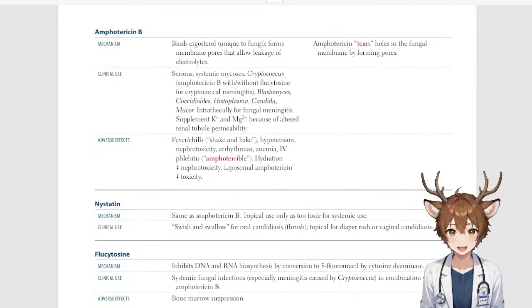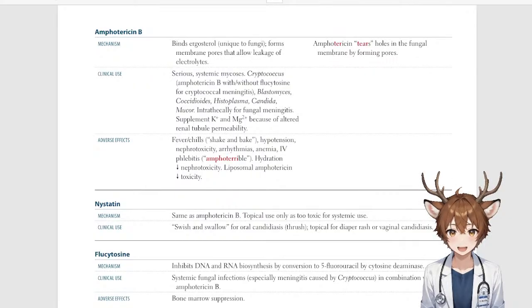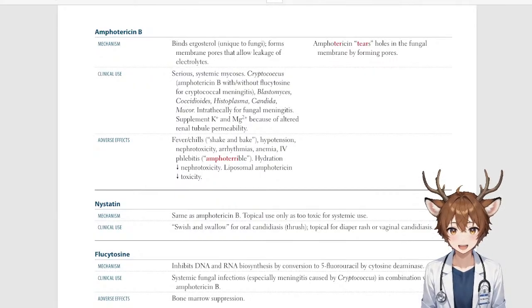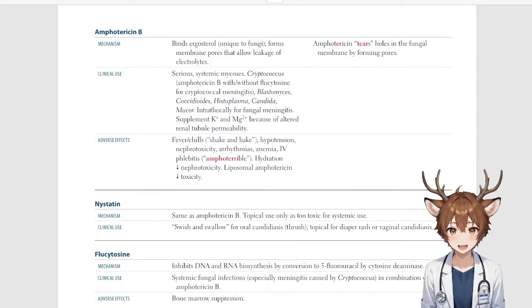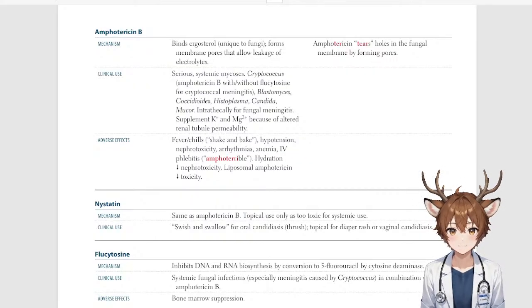Okay. What are the adverse effects of amphotericin B? Fever/chills (shake and bake), hypotension, nephrotoxicity, arrhythmias, anemia, IV phlebitis, "amphoterrible." Okay, well, that's not very specific in my opinion. What do you do? Hydration decreases nephrotoxicity. Liposomal amphotericin B decreases the toxicity as well.